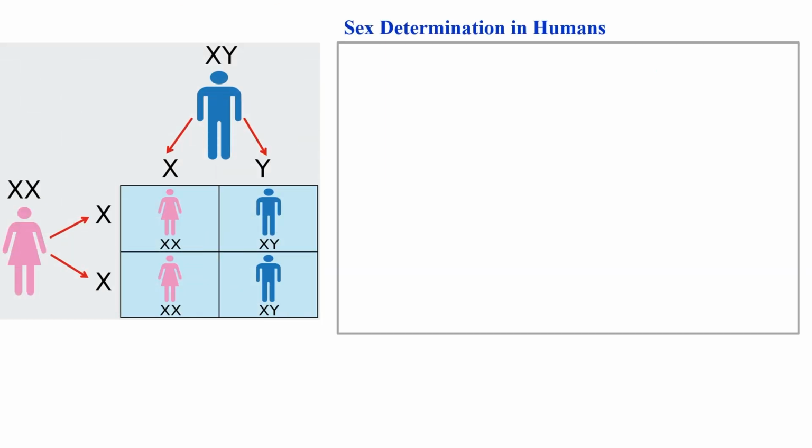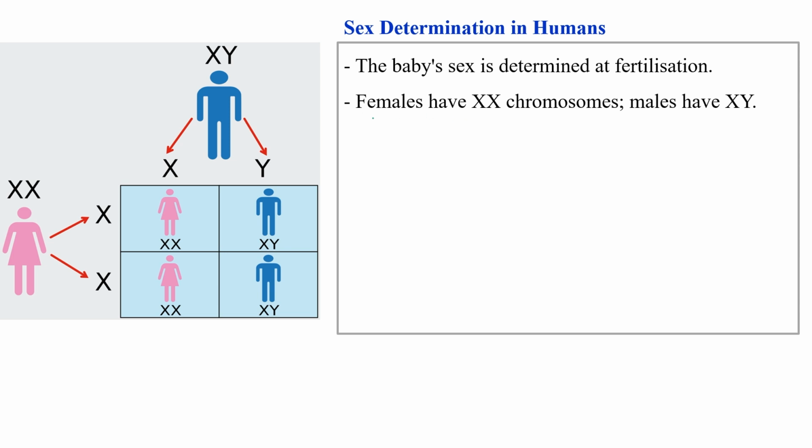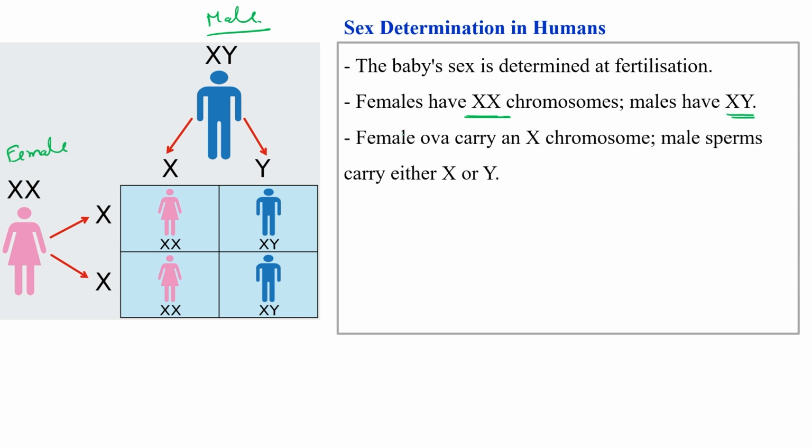Now, sex determination in humans. Baby sex is actually determined at the time of fertilization. As you know, females have XX chromosomes, and males have XY chromosomes. The female ovum carries the same type of chromosome, the X chromosome, while the male sperm carries either X or Y.